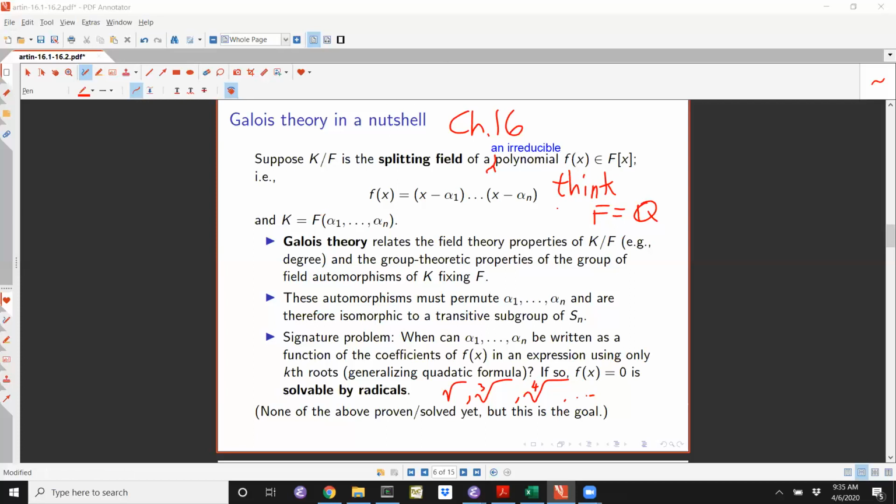Okay, but are there any questions so far about this one slide summary of Galois theory, which we will see every day for the rest of the year, pretty much?